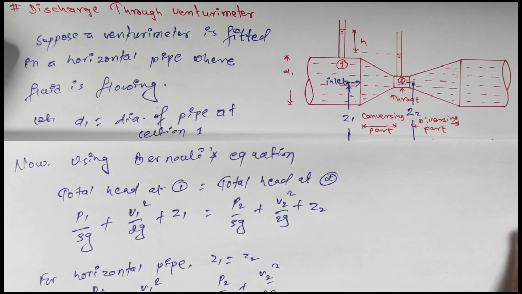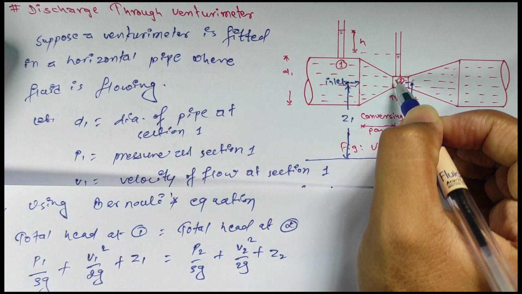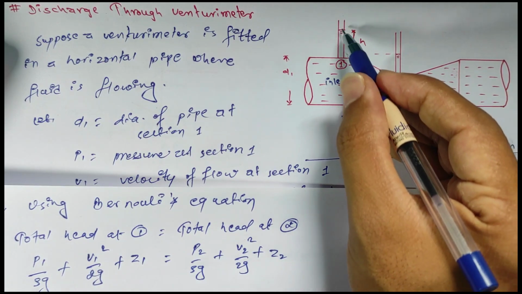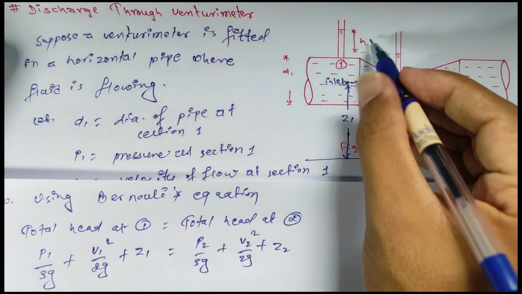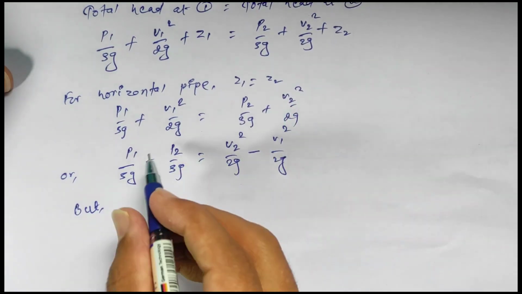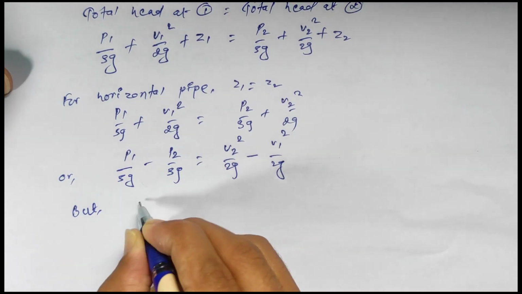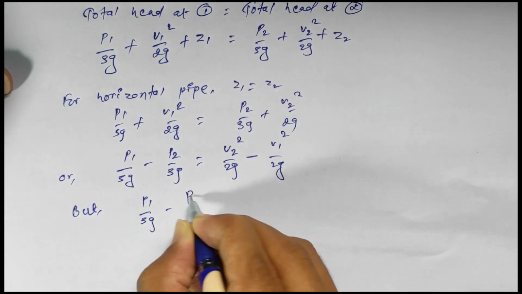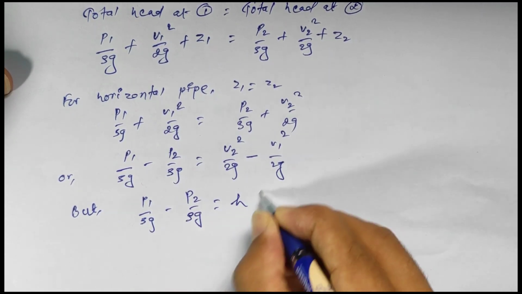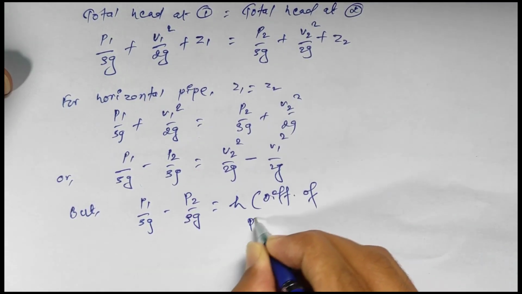We already said that H is the difference of pressure head between section 1 and section 2. That is the difference of water level between section 1 and section 2. This represents the difference of pressure head. Pressure head means P1 by rho g. So, P1 by rho g minus P2 by rho g means the difference of pressure head, which is H.